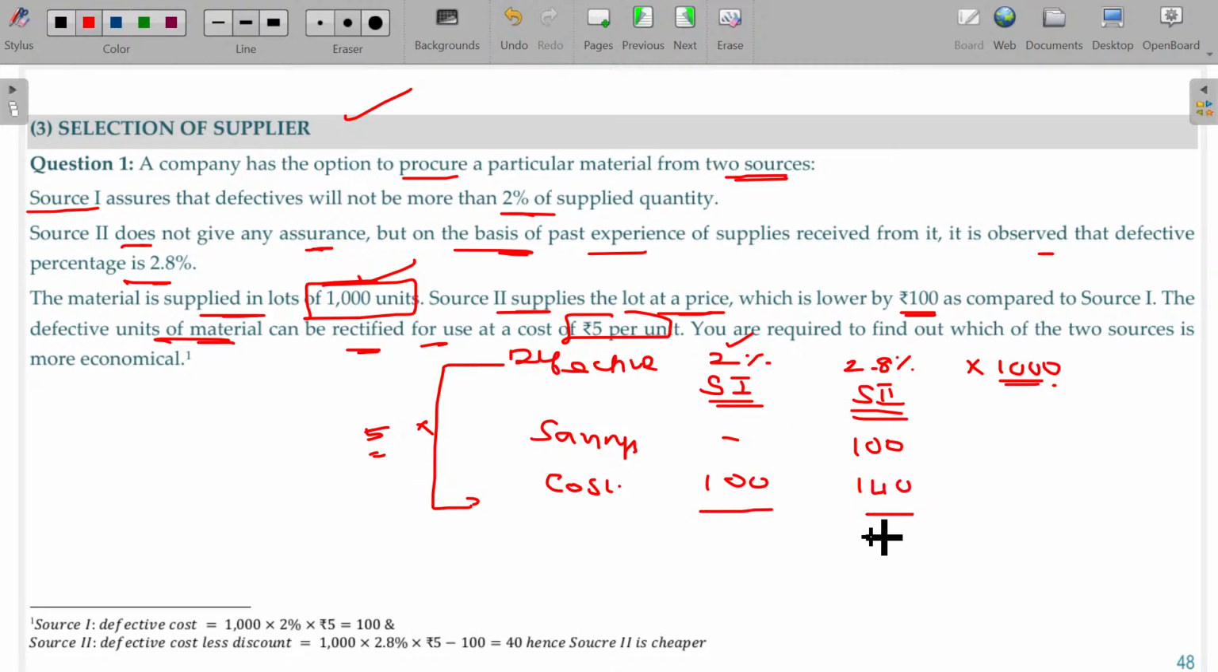Then what is the net cost? Okay, net cost. 100 rupees cost here. Savings 100 rupees, 140 is cost. So 40 rupees is the net cost. Definitely, you can choose supplier 2, where your overall cost is only 40 compared to S1. So you can choose him. Clear?